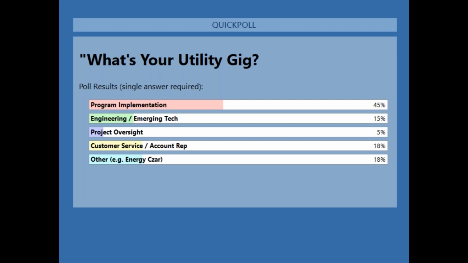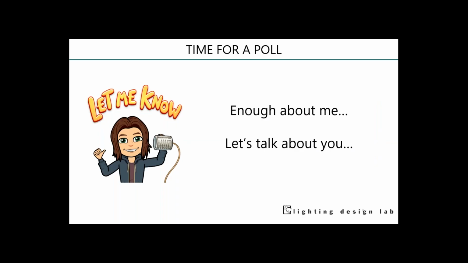Majority program implementers. That's awesome. That's my background, and that's kind of going to be our focus here. But you can't implement the programs without having a solid foundation and being proficient in the technical side. So it looks like we have a pretty good engineering, emerging tech cohort with us. We've got a couple folks on the program oversight side, which is one of the most important sides and something we're going to dedicate time to in this presentation. A handful of customer service folks and a handful of energy czars. So a pretty diverse group here. I think we're going to be touching on topics that appeal to everyone. So let's take that down.